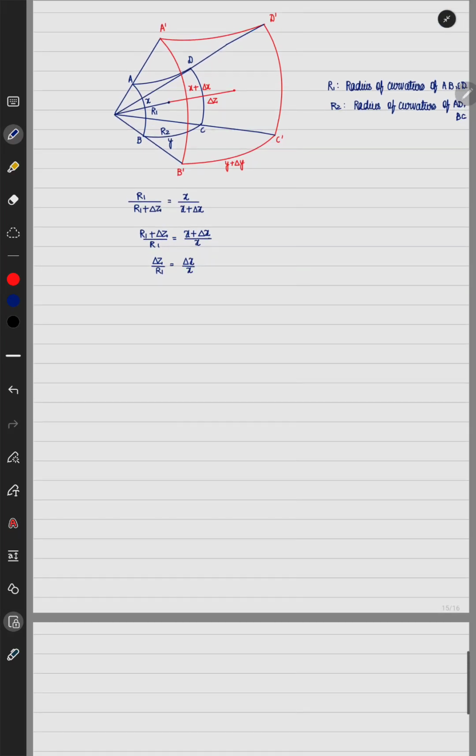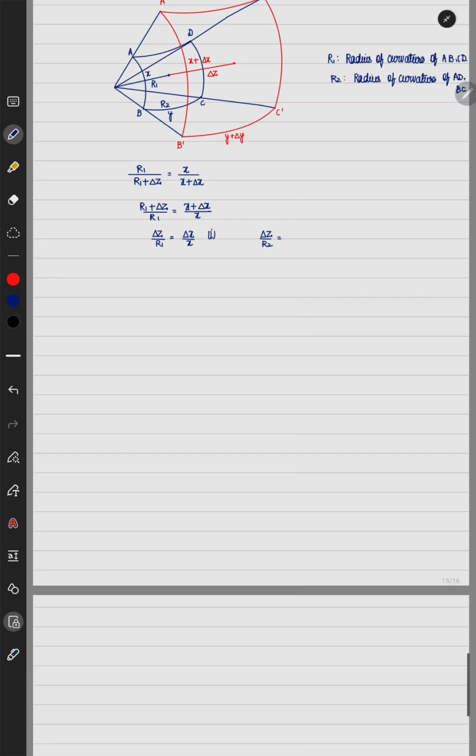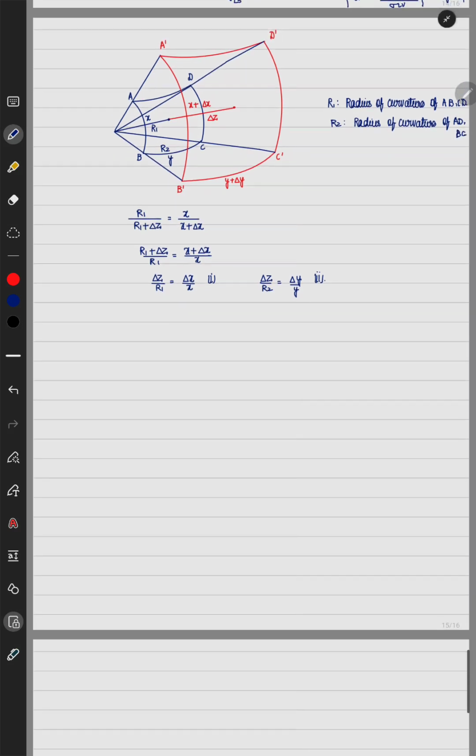Similarly, you can write it for R2, and this is one equation, and delta Z by R2 will come out to be delta y by y. Okay, this is the second equation. We'll use these equations later. Now let us say due to extension of the surface ABCD, delta P is the pressure difference associated with the surface.